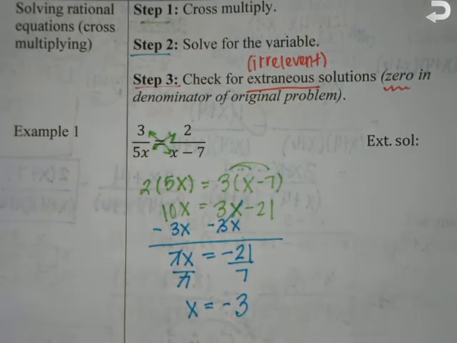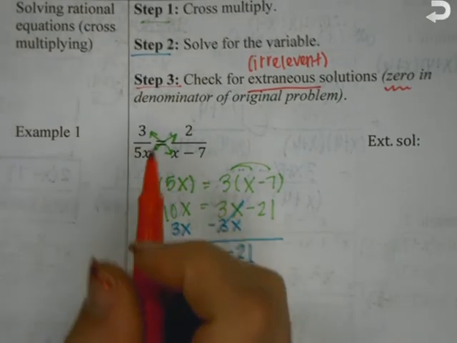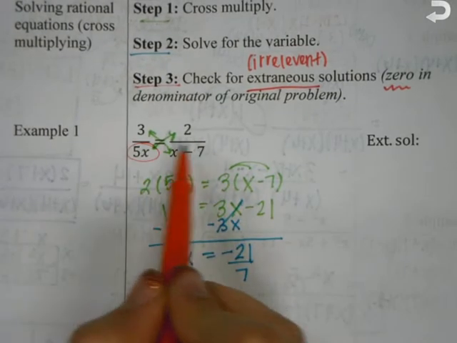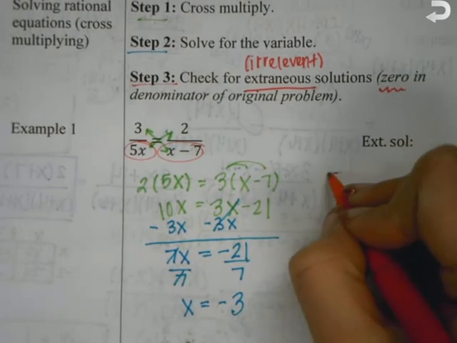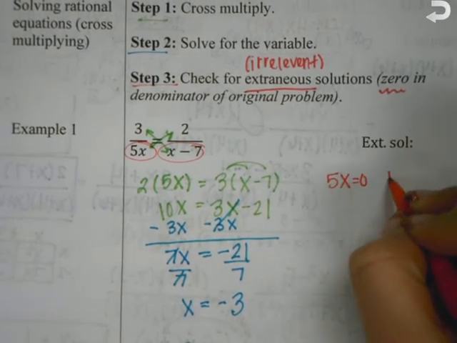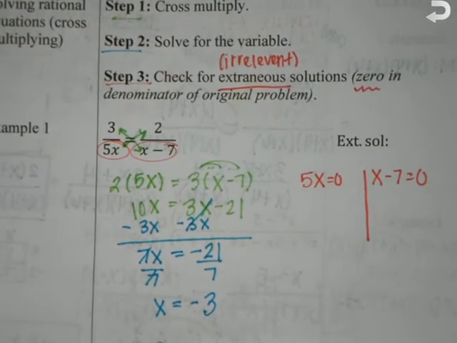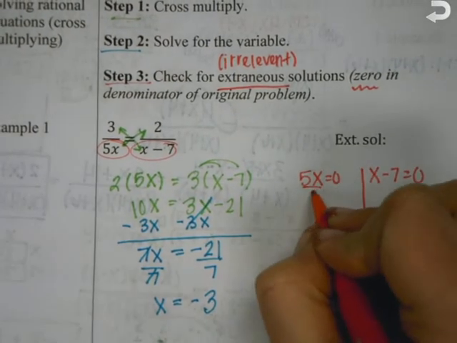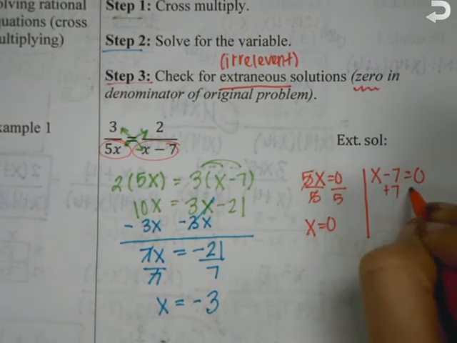Now, before we can completely 100% say that this is our correct answer, we need to check the denominators to see what makes those 0 so that we can see if there are any irrelevant or extraneous solutions. So we're going to set 5x equal to 0 and x minus 7 equal to 0. So I get x equals 0 and x equals 7.